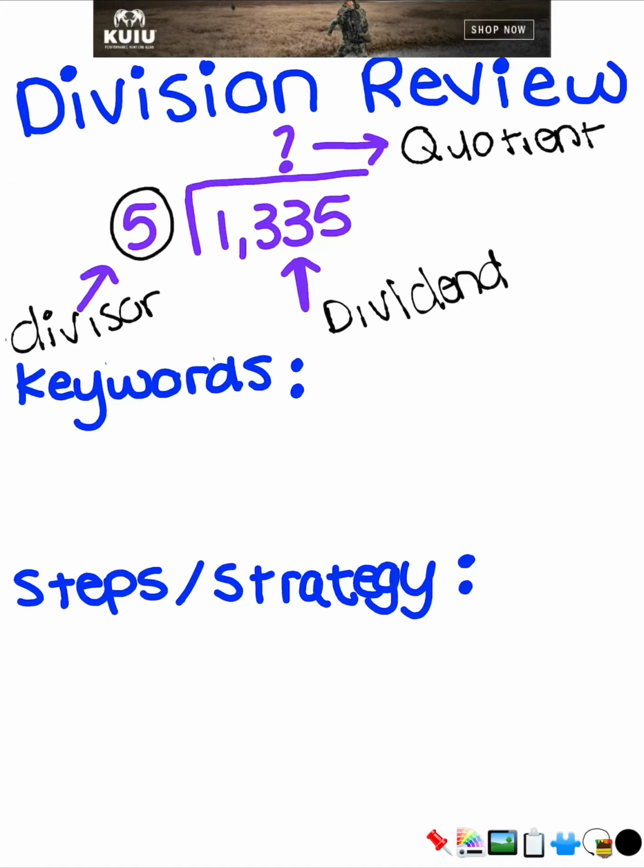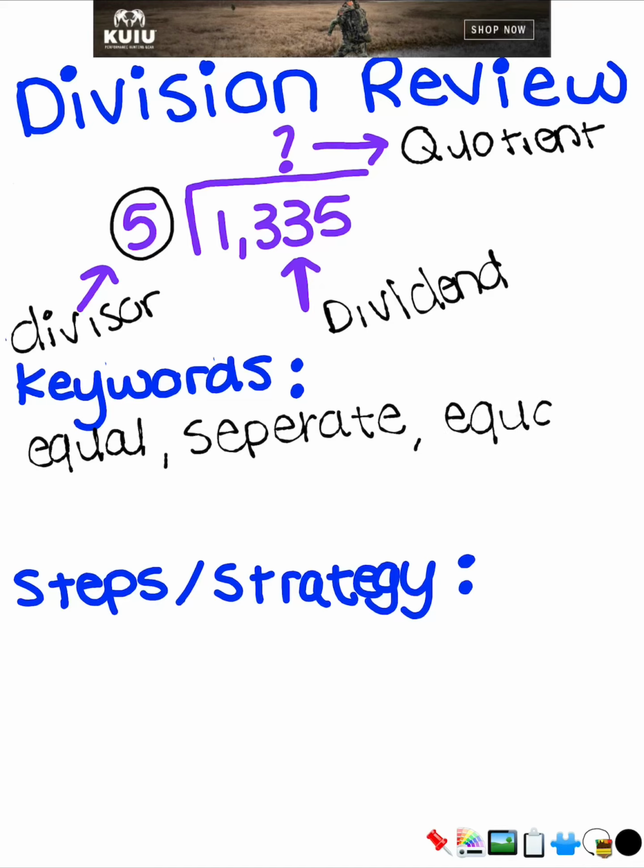Okay, so now that we know the parts of a division problem, let's review some keywords. So anyone remember keywords from division? Well, equal usually tells us to divide, separate, equal groups, same, and there's plenty more, but those are the main ones that we need to know.